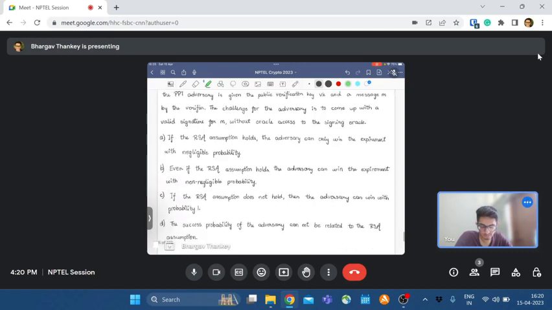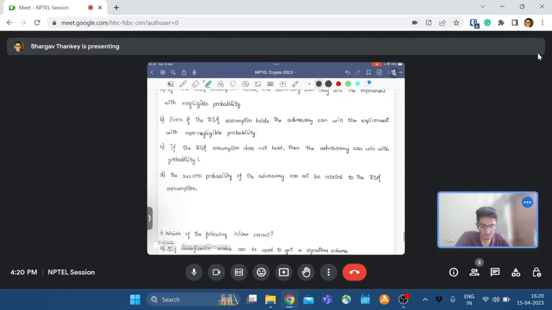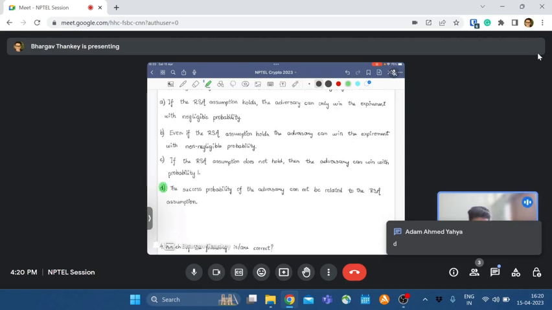And the options are: Option A, if the RSA assumption holds, the adversary can only win the experiment with negligible probability. Option B is, even if the RSA assumption holds, the adversary can win the experiment with non-negligible probability. Option C is, if the RSA assumption does not hold, then the adversary can win with probability 1. And option D is, the success probability of the adversary cannot be related to the RSA assumption. So which of these four is correct? Yeah, it's D. Okay, let's see why.